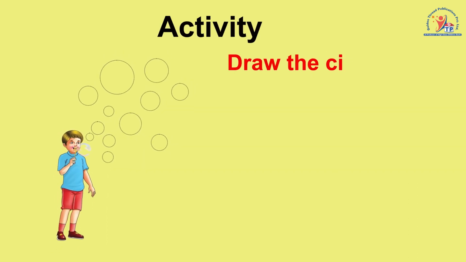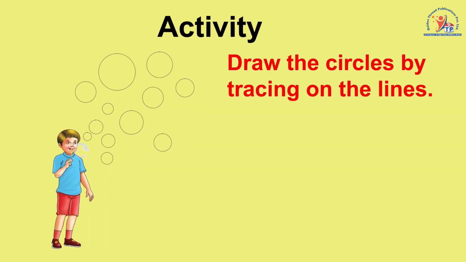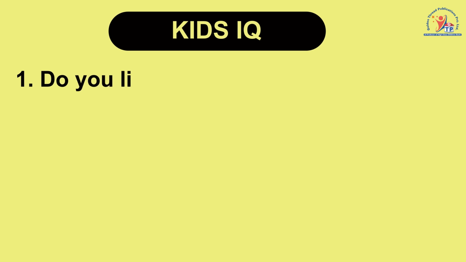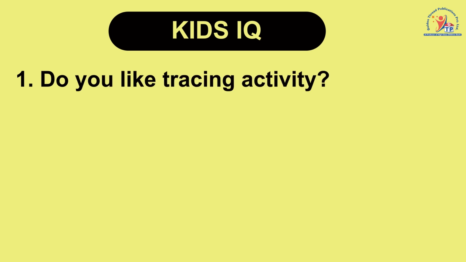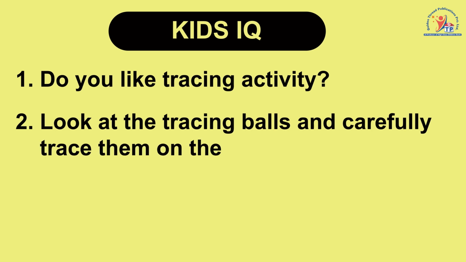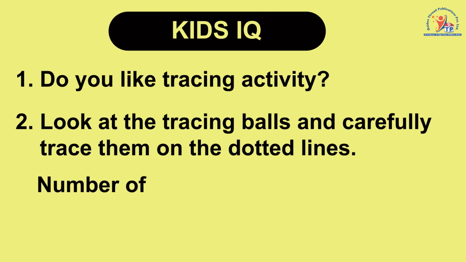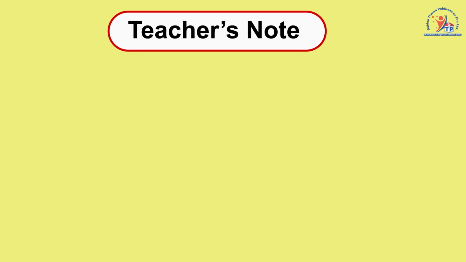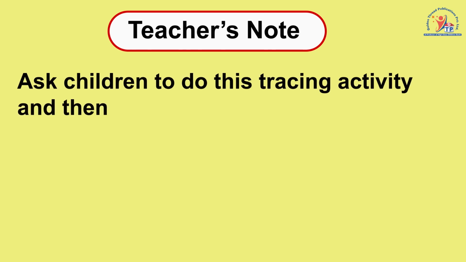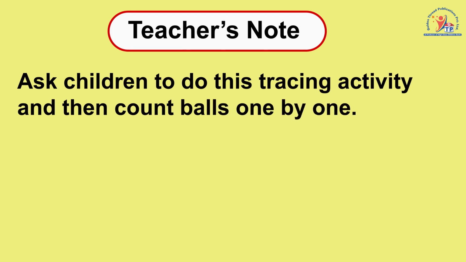Activity: draw the circles by tracing on the dotted lines. Then count to find how many bubbles are there. Kids IQ. 1. Do you like tracing activity? 2. Look at the tracing balls and carefully trace them on the dotted lines. Number of bubbles? Teachers, note: ask children to do this tracing activity and then count balls one by one.